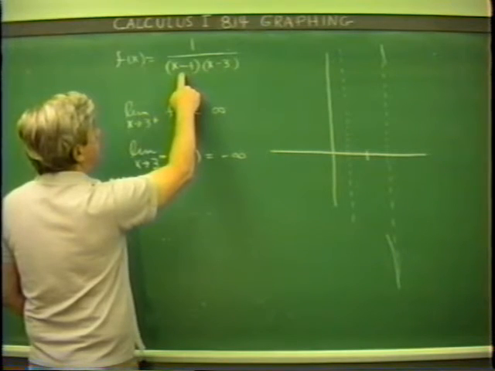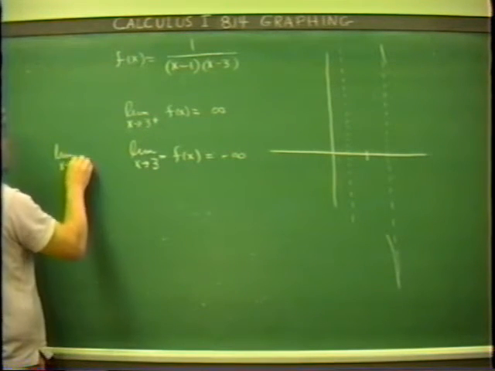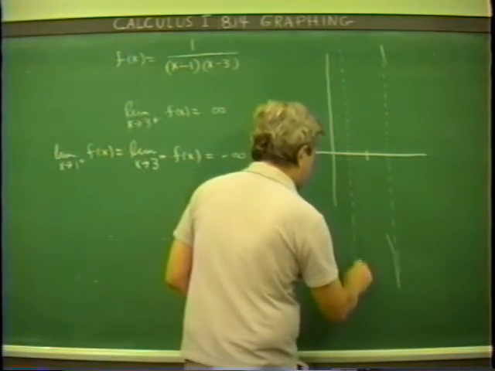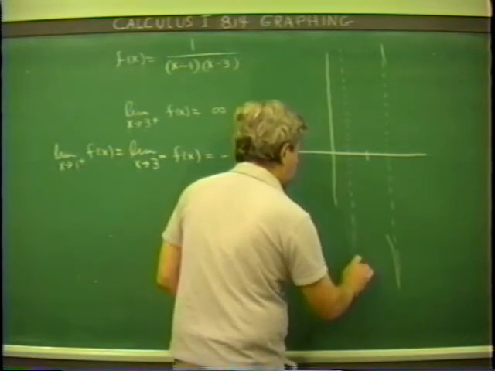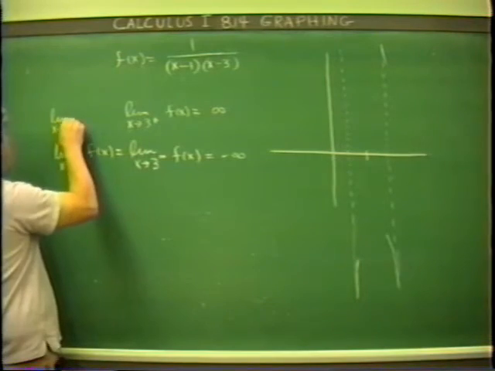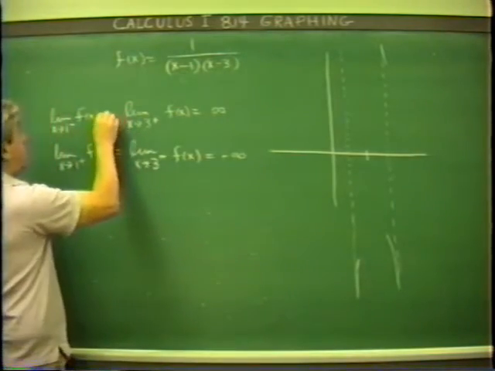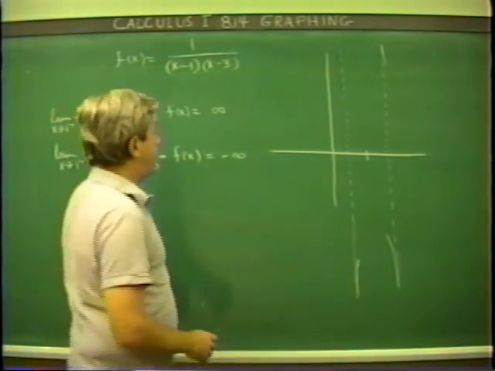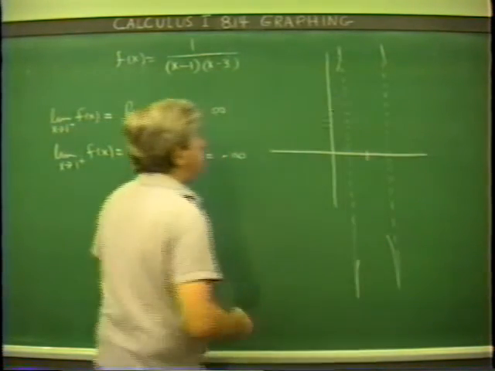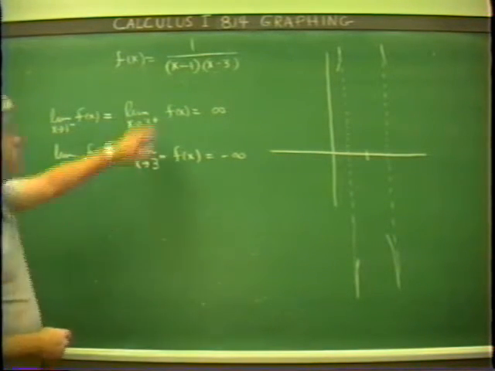How about the limit as x approaches 1 from the right? Well, this is again going to be positive, and this is going to be negative, and so that the limit as x approaches 1 from the right of f of x is again going to be minus infinity, so that we can draw this like this. And the limit as x approaches 1 from the left of f of x, both of these are going to be negative, so the product is going to be positive, and so this is going to be infinity. The denominator is going to 0, and so we get this picture right here like so.